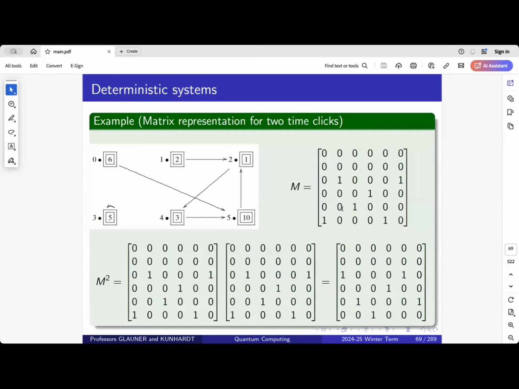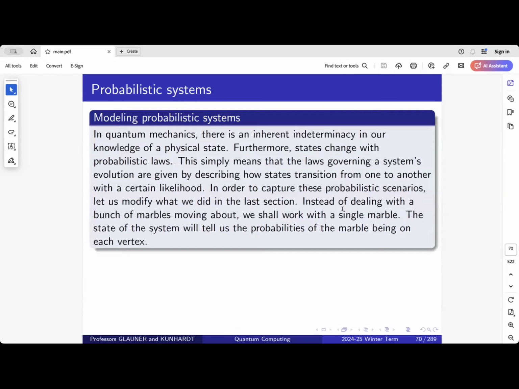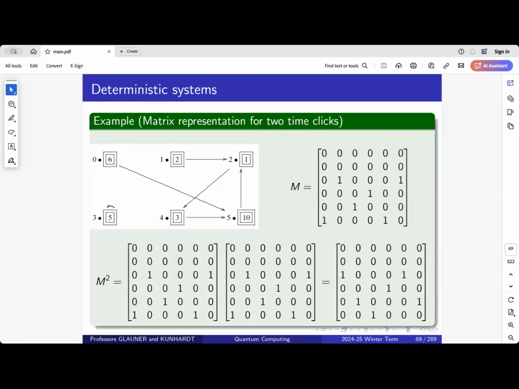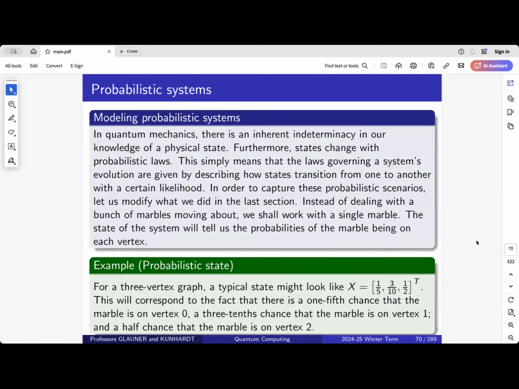We saw that if we multiply this matrix with itself, we can represent two transitions at once, so two time clicks with one matrix, and so forth. The deterministic systems were only necessary to establish this mechanism and make sure you don't mix up rows and columns in this matrix. So do exactly the notation we have established before. And then we started making these systems increasingly more complex.